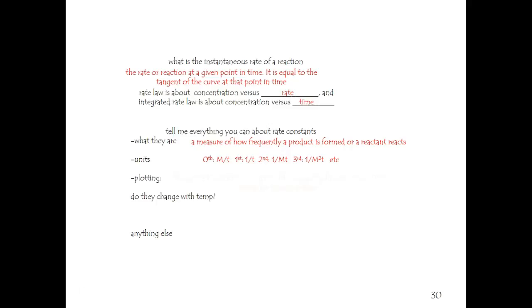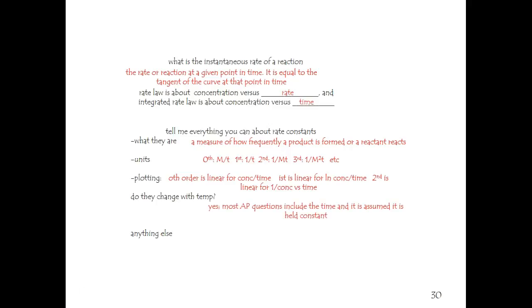Tell me about plotting them. Well, a 0th order reaction is going to be linear for concentration versus time. A first one is linear for the natural log of concentration versus time, and the second order reactions are linear for 1 over concentration versus time. That shows up on just about every AP exam. Do they change with temperature? You betcha. And so they usually give you a temperature at which the reaction was performed because they really need to, but you can ignore it typically at that point.